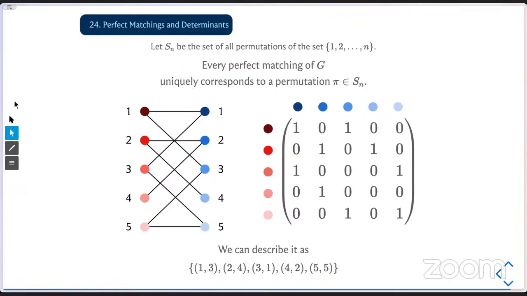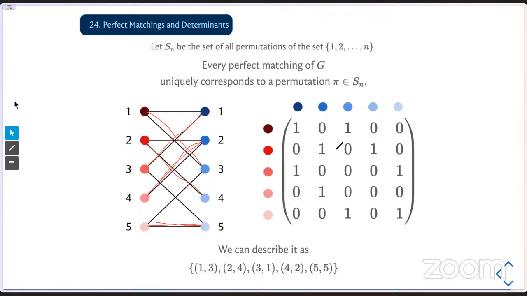We have 1 going to 3, 2 going to 4, 3 going to 1, 4 going to 2, and 5 going to 5. So this is one perfect matching, and you can read that off as a permutation.